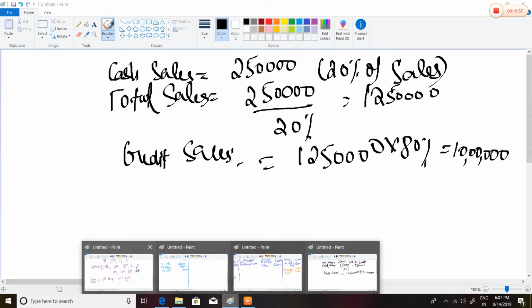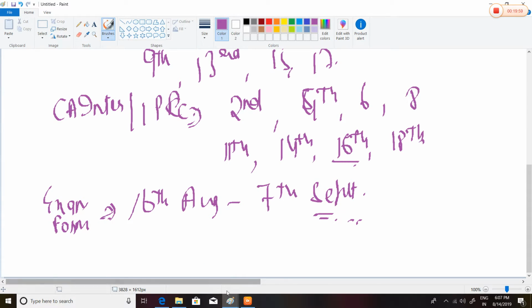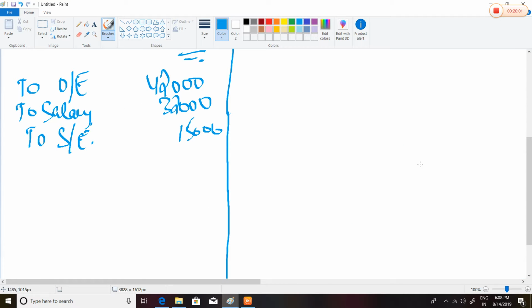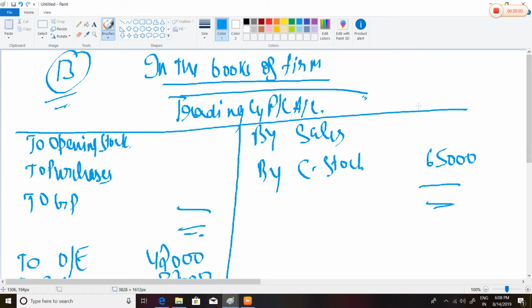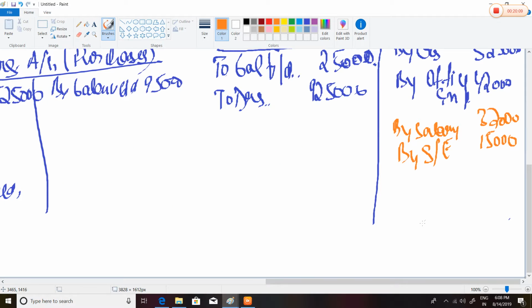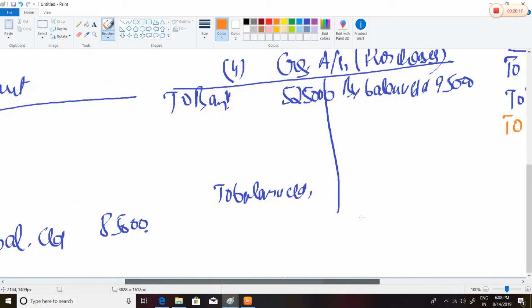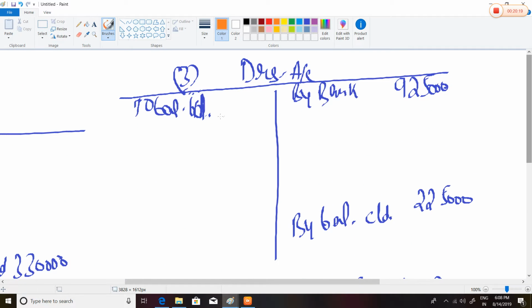So, by sales 12 lakh 50,000. Okay, and to cash sales 2 lakh 50,000, and debtors, to credit sales, 10 lakhs.